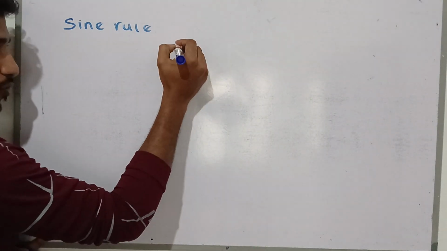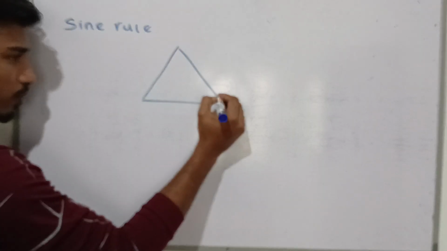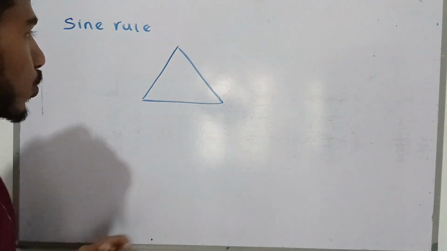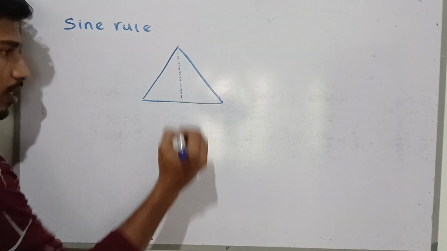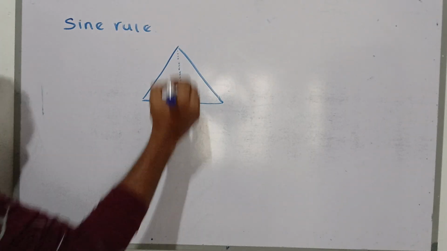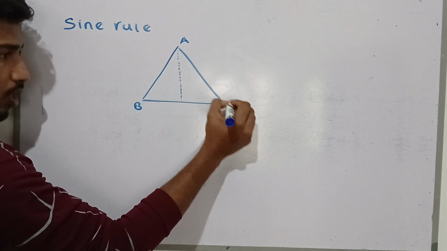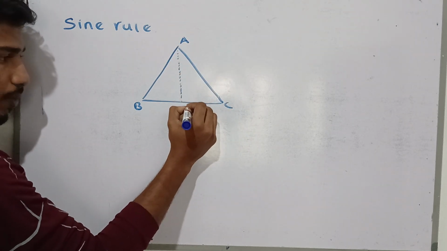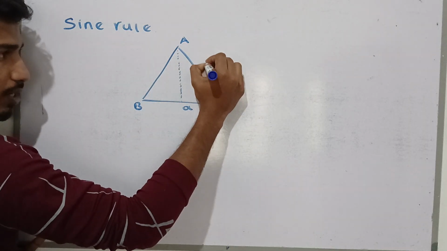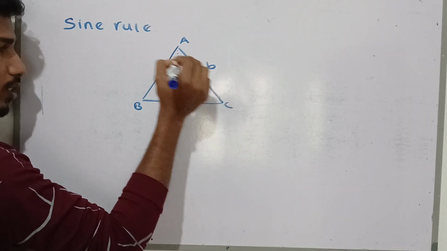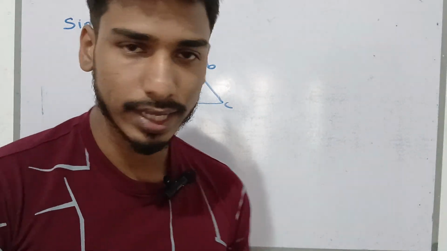So if you have an acute angle triangle, of course the concept is the same. Every time we consider a certain height, which is around here. So whenever you mark them, let's say the triangle is ABC. Opposite to A, we have the small letter a, which means the length of BC. Opposite to B, we must have small b. Opposite to C, we must have small c. So that's the basic logic behind this.